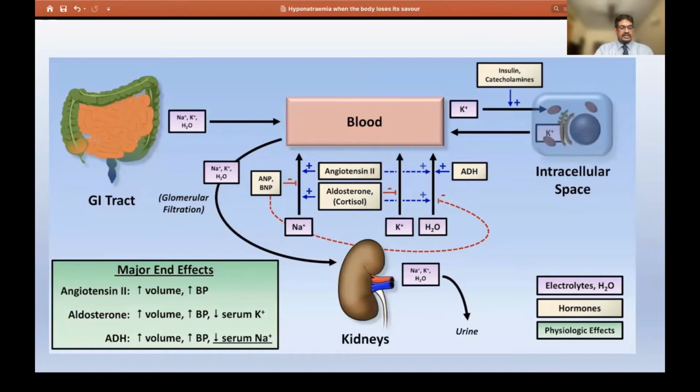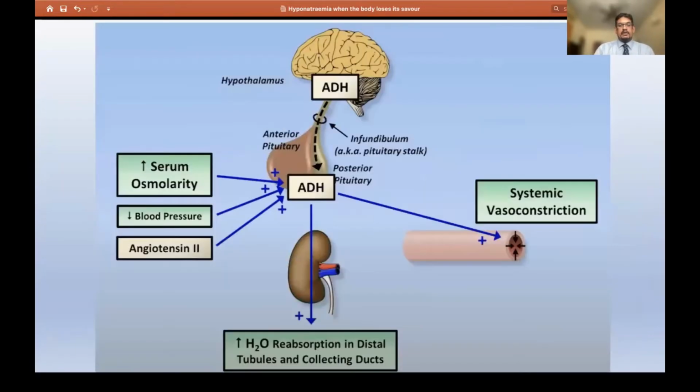So ADH is made in the hypothalamus and secreted from the posterior pituitary. It is secreted into blood when there is increased osmolarity or when there's reduced blood pressure, or again, indirectly when there's angiotensin 2, which stimulates it. And you see that ADH causes reabsorption in the distal tubules and the collecting ducts mainly.